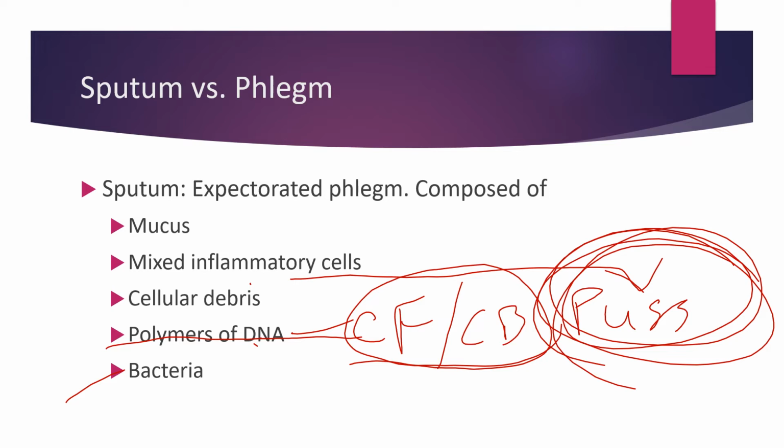And then during exacerbations, that increase in DNA polymers becomes very much like cystic fibrosis. So these patients will respond well to an inhaled medication like DNase or Pulmozyme, right? Lots of stuff here.